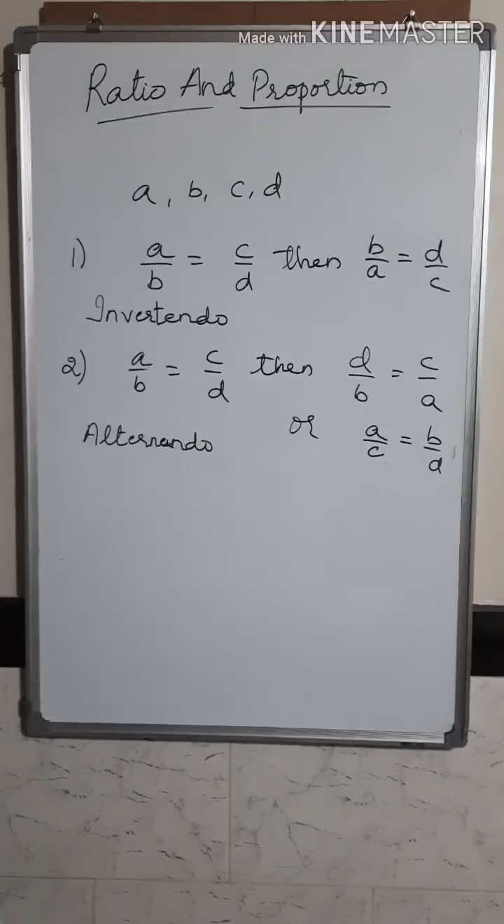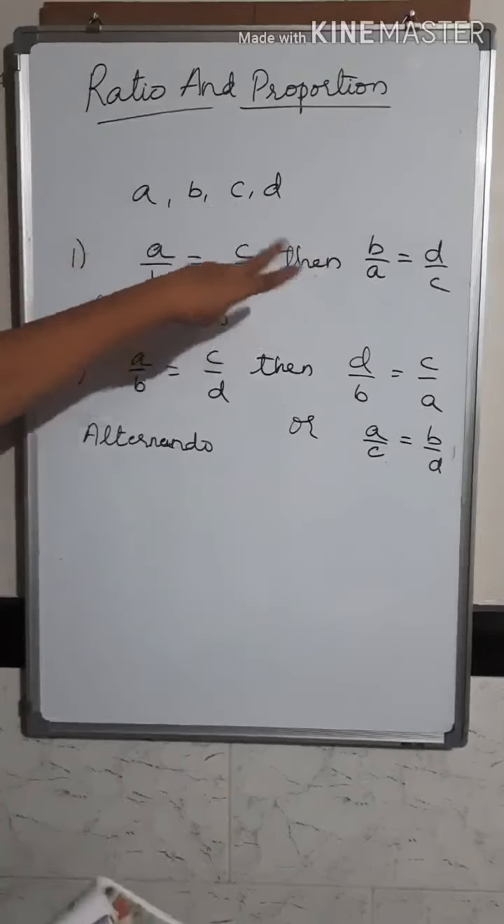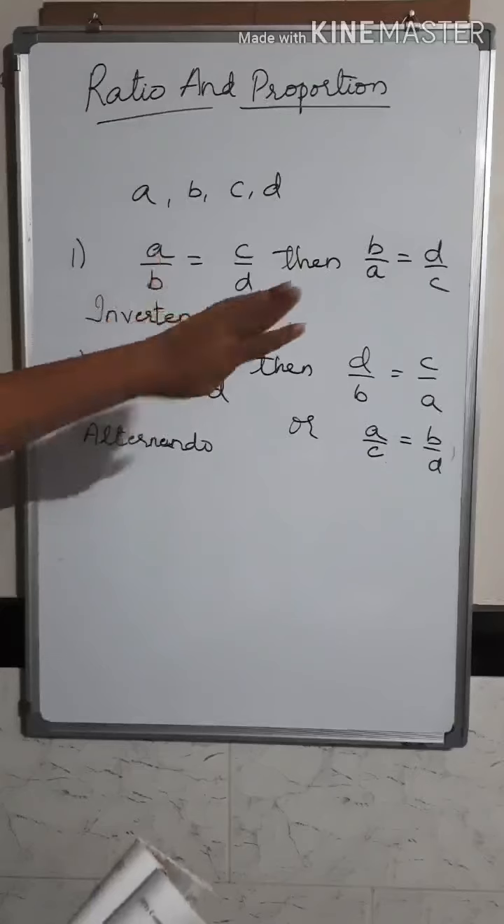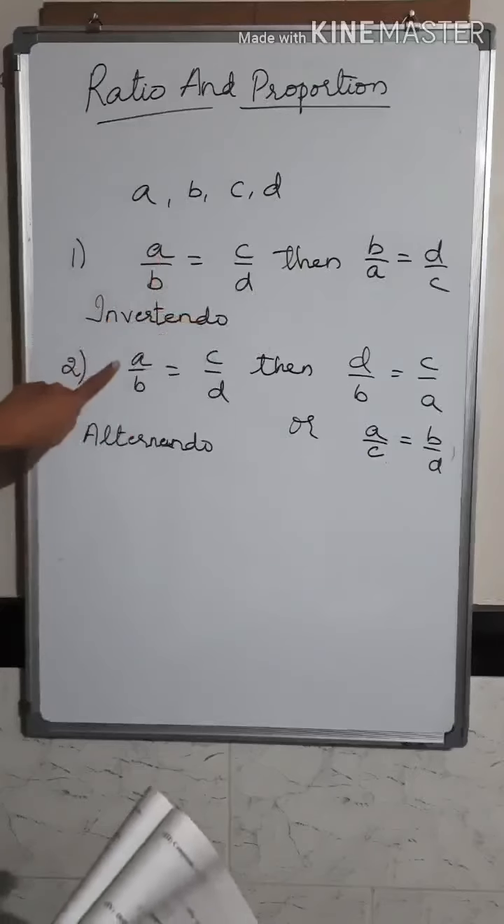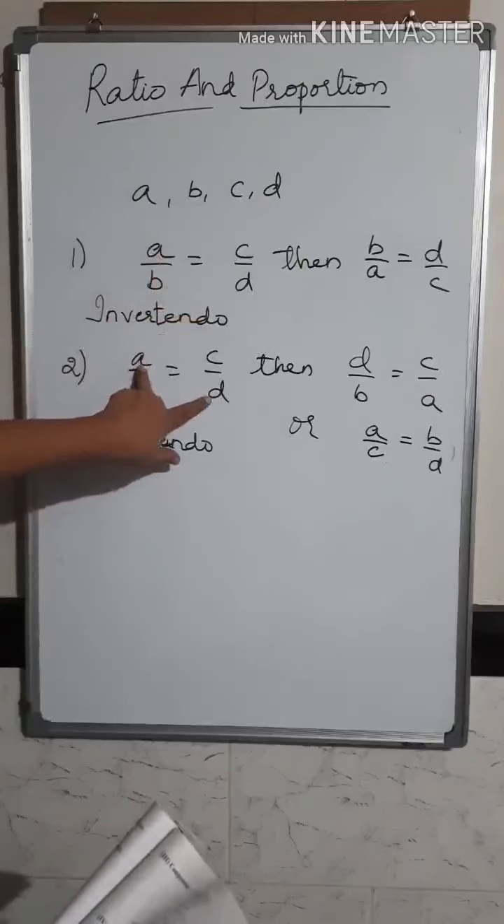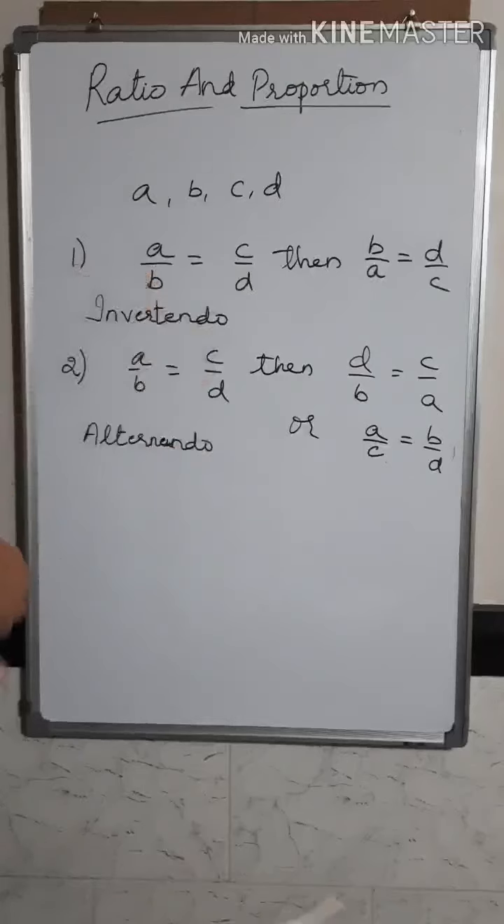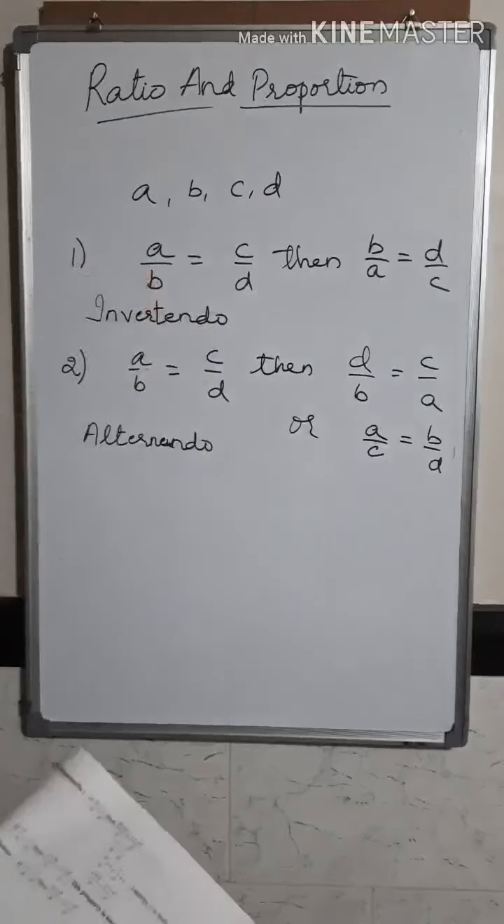So the first property you have learned, both can be interchanged. Numerator and denominator on both sides, if interchanged, the ratio remains constant. But in the property of alternando, either you can interchange A and D, or you can interchange B and C. Both you should not interchange. That is the property of alternando.